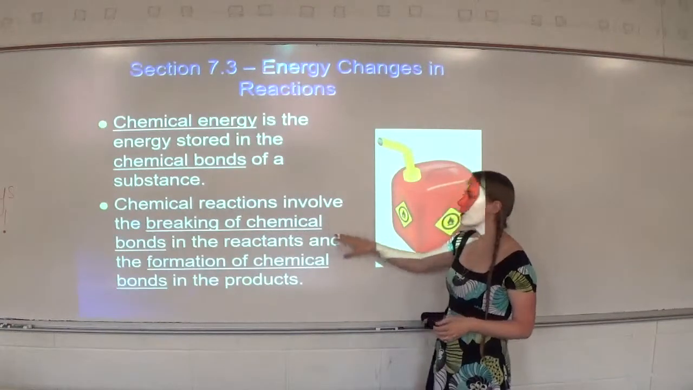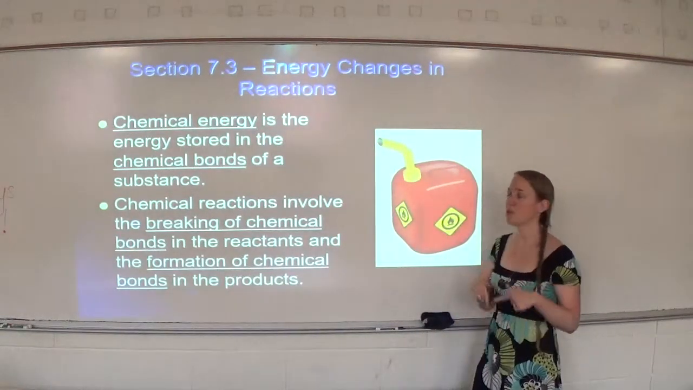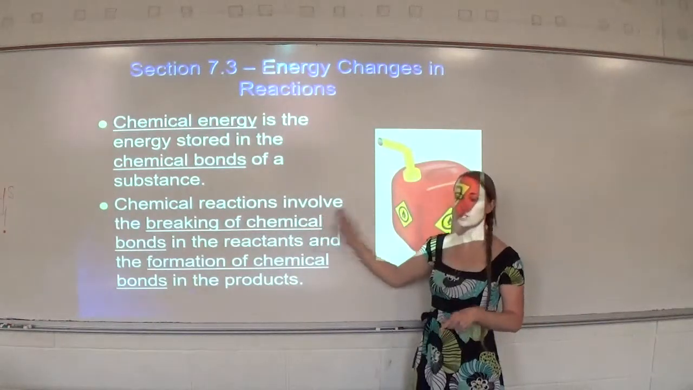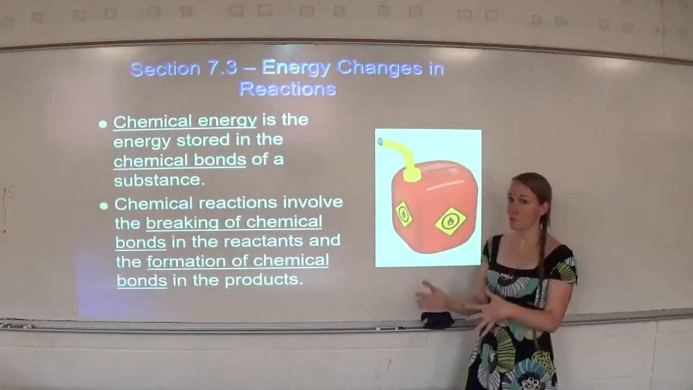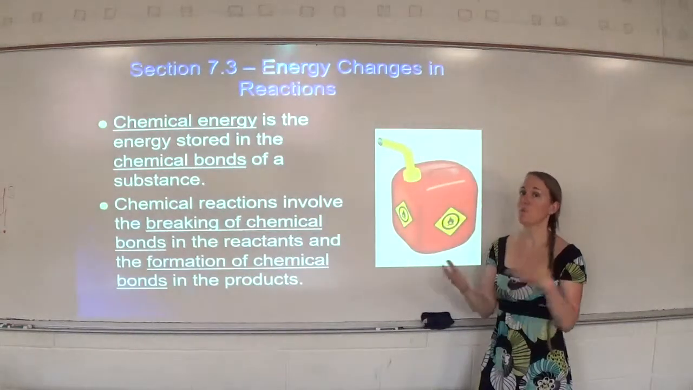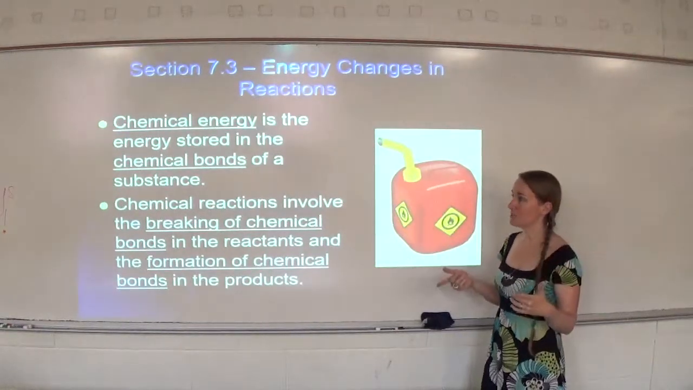Chemical reactions involve the breaking of chemical bonds in the reactants and the formation of chemical bonds in the products. So when a reaction occurs, bonds are broken and new bonds are formed. In a physical process, of course, no bonds are broken or formed. In a physical process, there's no change in the substances.